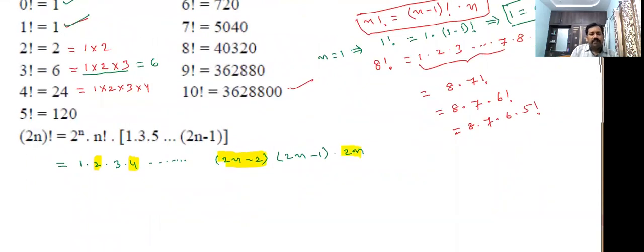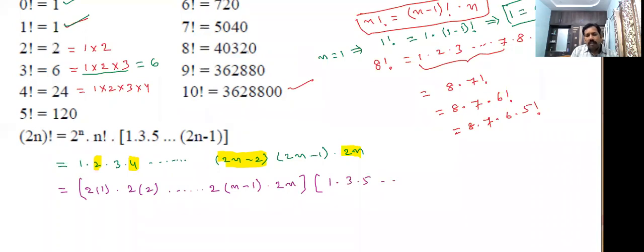Then what happens? See, 2 I am writing as 2 into 1, 4 I am writing as 2 into 2, and so on. Here, 2n minus 2 means 2 take common, we get 2 into n minus 1. And the last, 2n, we can write as 2 into n. Into remaining, what are the terms? Odd: 1, 3, 5 and so on. The last term should be 2n minus 1.